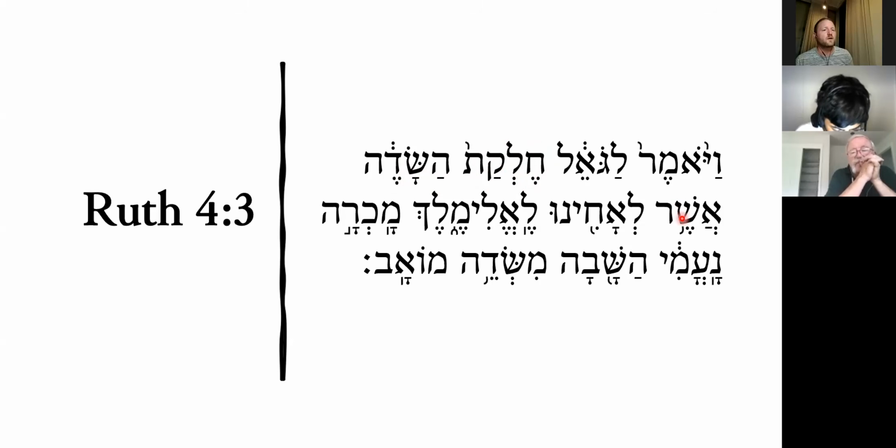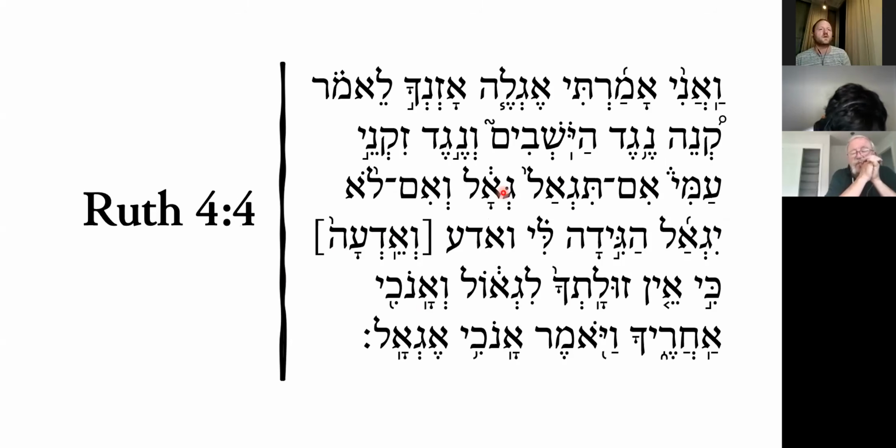So the portion of the field of our brother Elimelech, this word asher le'achinu, which means to our brother, has been transformed in modern Hebrew from asher le to shel achinu. Chelkat hasadeh shel achinu machra Naomi hashava misde Moav. So that means of, essentially. The portion of the field that belongs to our brother Elimelech, Naomi, who came back from the fields of Moab, is selling it, or has sold it, either one.